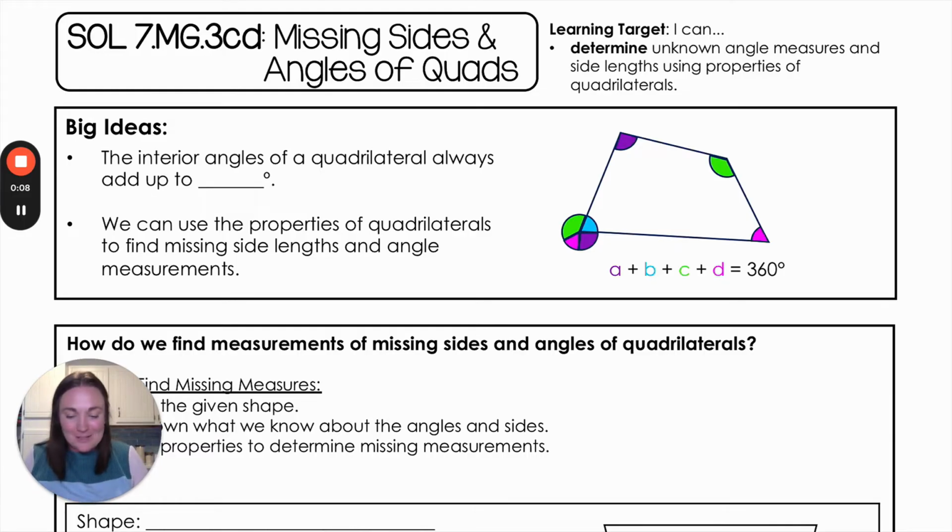So the first big thing to remember is that the interior angles of a quadrilateral are always going to add up to 360 degrees. You can kind of see an example here, right? If I take all those little angles and put them together, they're going to be 360, just like a full circle. So we can also use the properties that we already know to help us find those missing sides and angles. So how are we going to do this?